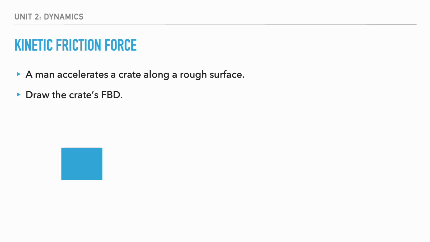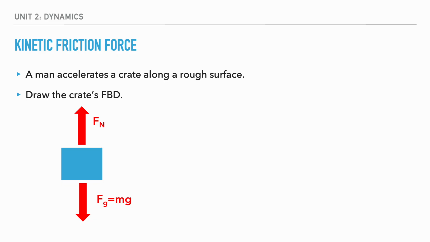So here we have a person accelerating a crate along a rough surface. If we're taking notes, here's a good thing to write down. First, we draw the crate's free body diagram. So here's my block, my crate. Pause it if you need to. And then I have FG pointing down. FG is equal to mg always. So I wrote that out there.